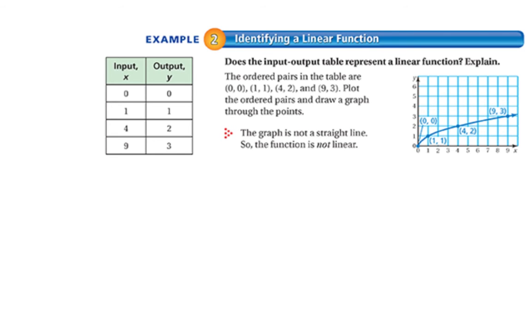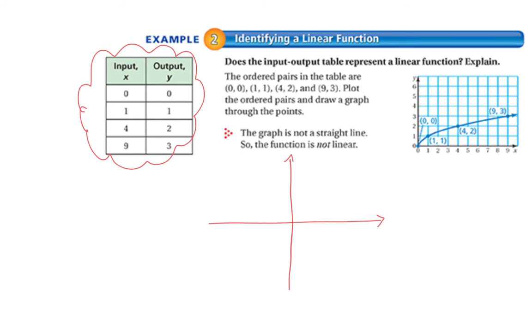We looked at a few more examples and a few more types of situations. If we have an input-output table presented to us, we might be asked to figure out whether these ordered pairs make a linear function. One way to do that is to do a quick sketch of this input-output table. We can do that very roughly in our notebooks. We can also use grid paper, so it's totally personal choice. But here is a quick little sketch, just like in your notebook.